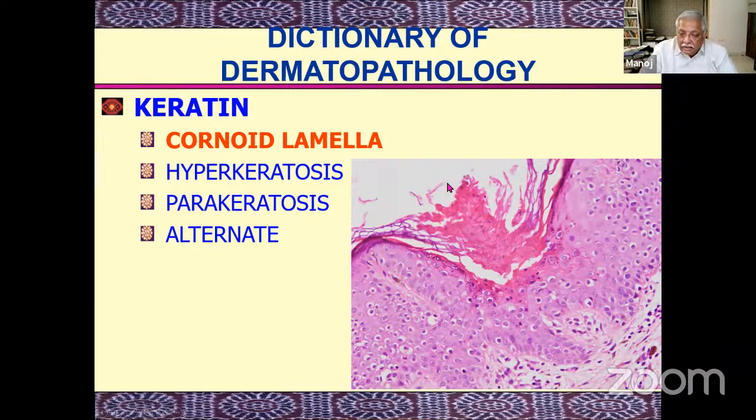And this is a structure which is known as the cornoid lamella. Now, because we are talking about the dictionary, I am not going to mention the condition in which we see this cornoid lamella. But when you see it, it's a very, very diagnostic sign. It's a giveaway. Of course, this particular structure may occur in 2 or 3 related conditions, but the cornoid lamella, if you see, dermatopathologists get very excited.